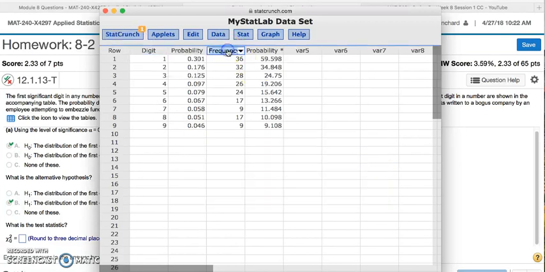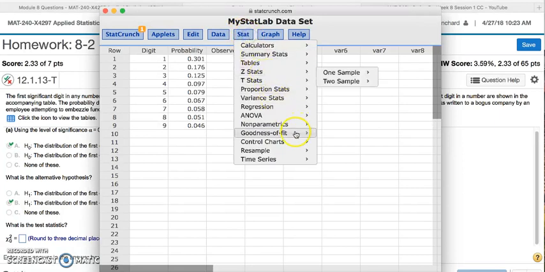If we wanted to, for example, we could change the name of our column to observed and expected to make it clearer. So here's our observed checks from the alleged fraudulent checks that the employee is embezzling, and here would be the expected counts based on Benford's law. So now let's find our test statistic.